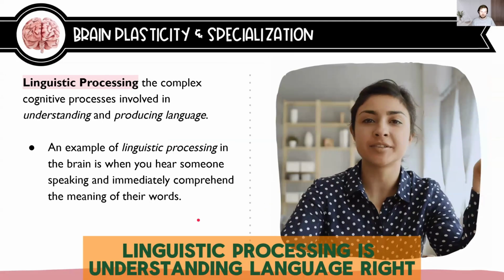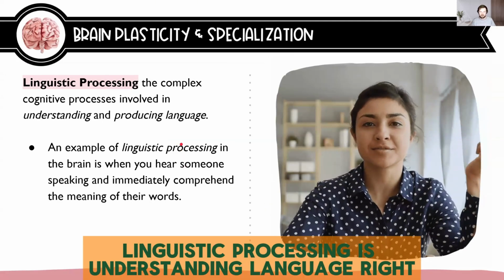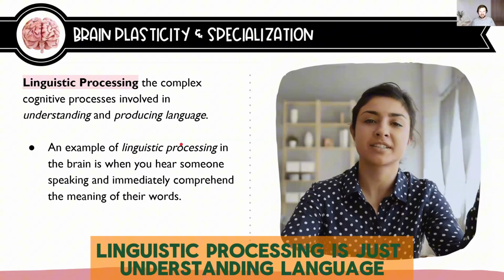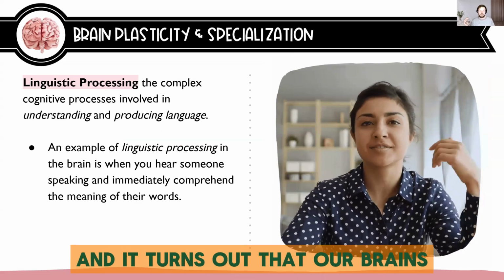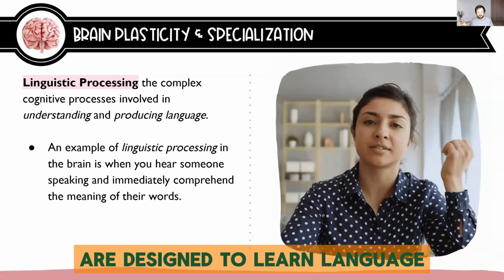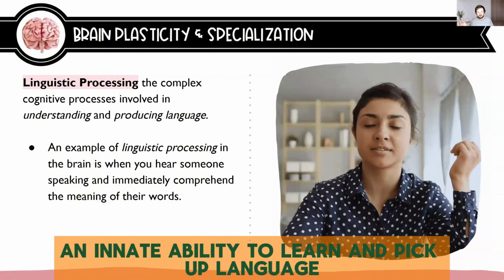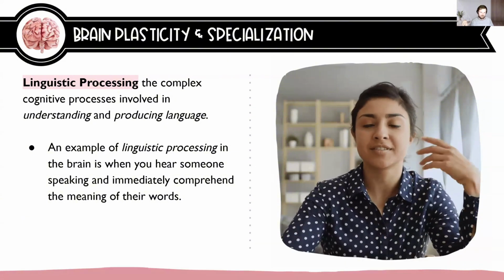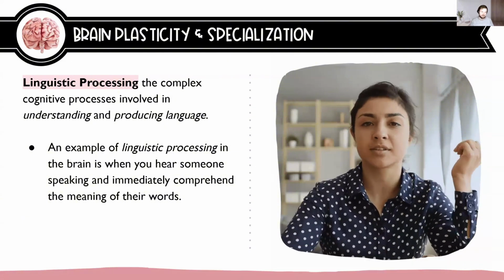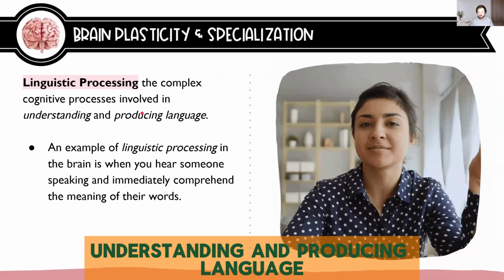Linguistic processing is understanding language, right? Linguistic processing is just understanding language. And it turns out that our brains are designed to learn language. We have an innate ability to learn and pick up language. All humans have a language. It's a complex cognitive process involved in understanding and producing language.